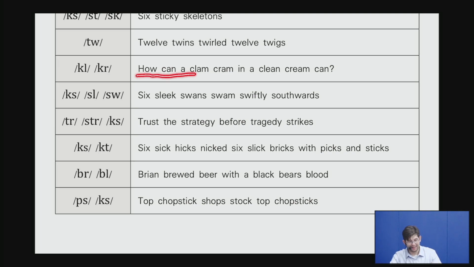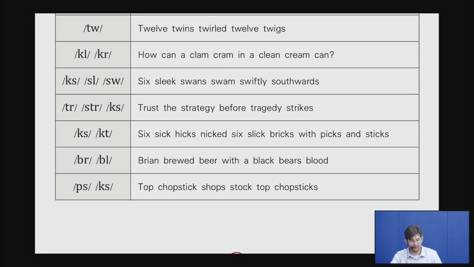How can a clam, so let's try one more time. How can a clam cram in a clean cream can? There it is. Moving on. 6 sleek swans swam swiftly southwards. One more time. 6 sleek swans swam swiftly southwards. Very good.